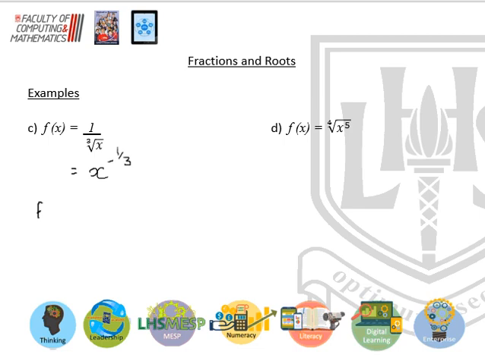Okay, and then your differential, f dash x, the negative 1/3 is going to come down to the front, x, and taking away one, you're taking away 3/3 in total, so that's going to end up down at negative 4/3. Okay, and again, we'll keep rearranging. The negative power is going to send it to the bottom of the fraction. Okay, and then because the 3 is on the bottom of the fraction, that's cubed root of x to the power 4.